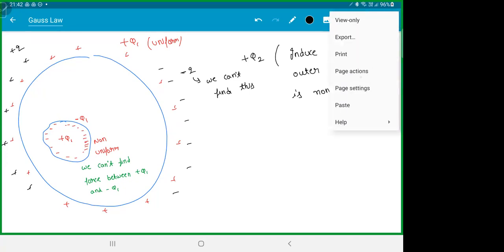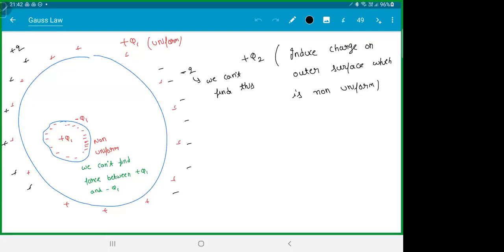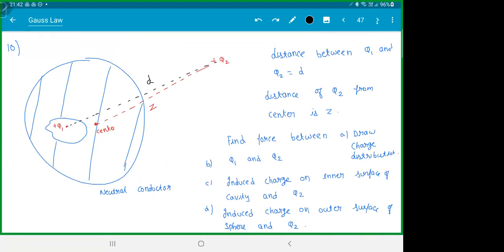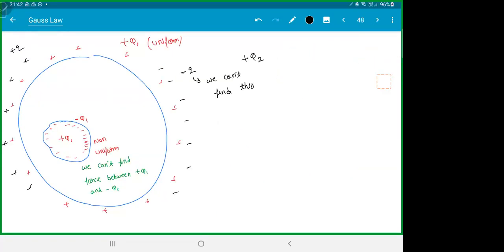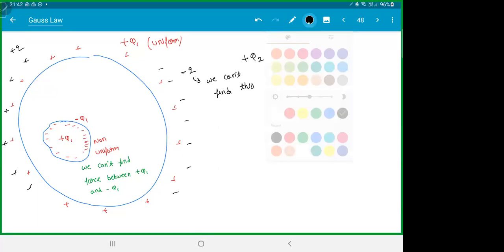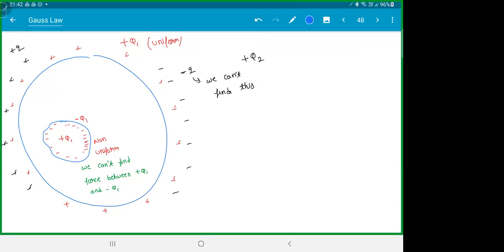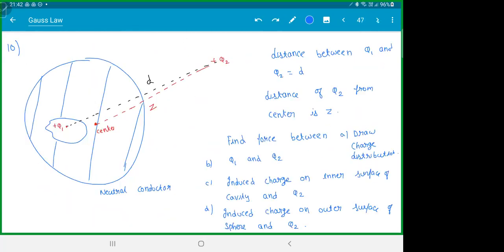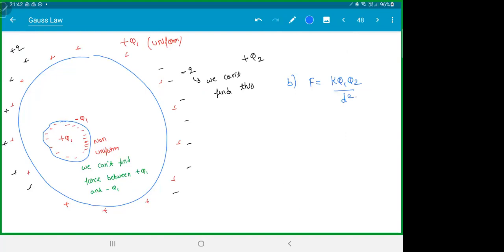So this is the first thing you should know. What is the first question? Find the force between Q1 and Q2. Do you remember, force between two charges is what? Independent of every other charge. Force between this and this, why should it depend on this guy and this guy and this guy? This I taught you in Coulomb's law, remember? The force between them will be simply K Q1 Q2 over the distance, how much was it? d squared. Straightforward, easy.